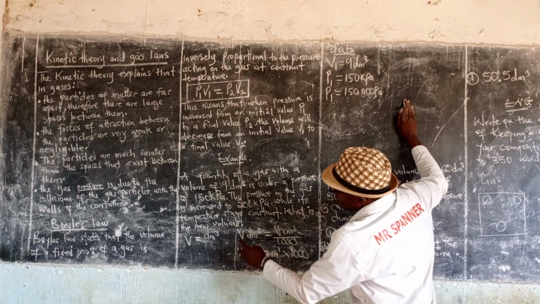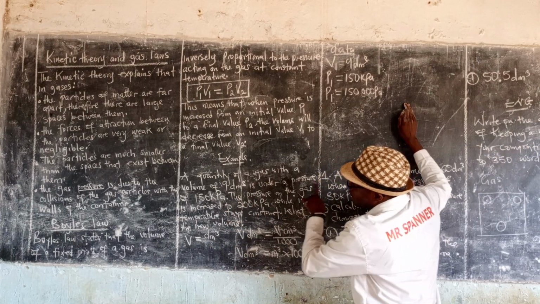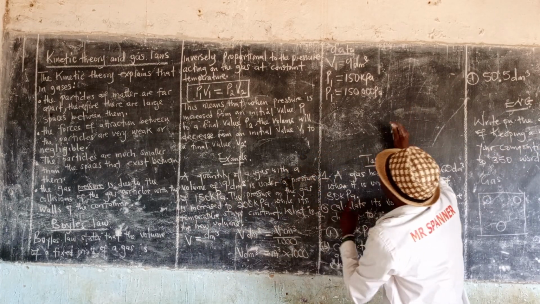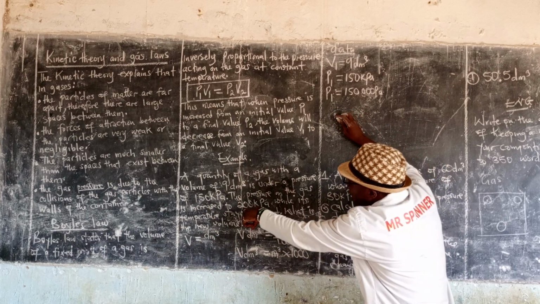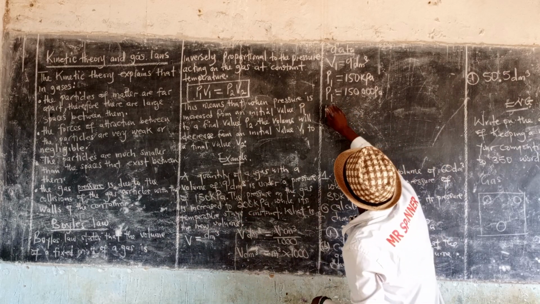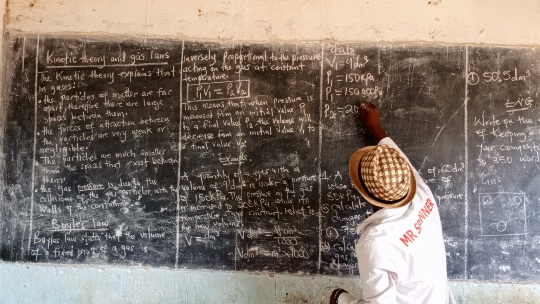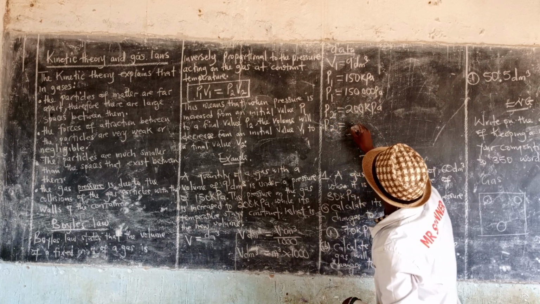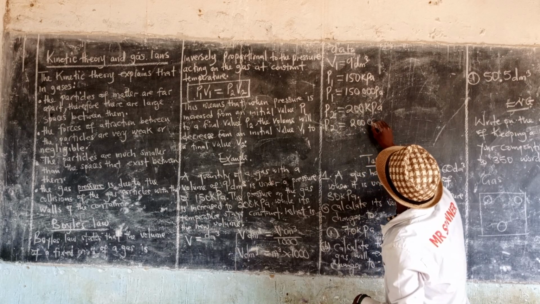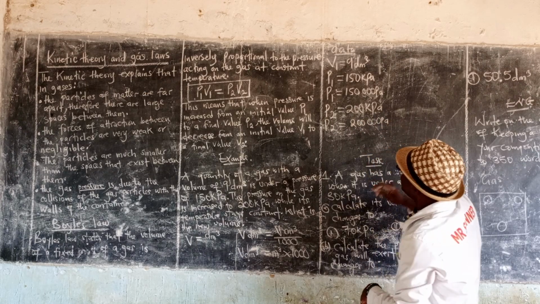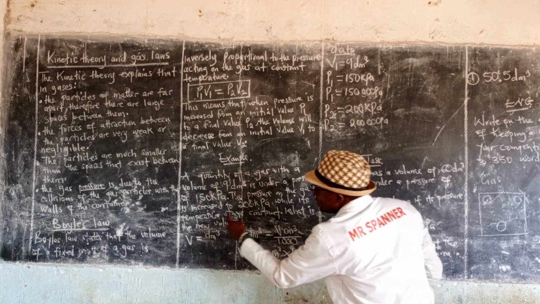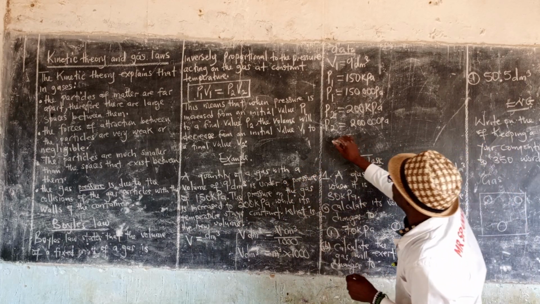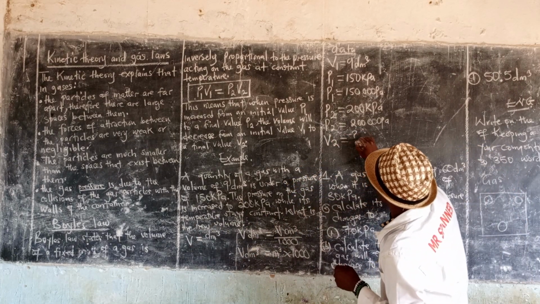Then the pressure of the gas is increased. Imagine it becomes pressure number 2. So pressure number 2 is what? 200 kilopascals. P2 is equal to 200 times 1000 pascals. Then we come back: what is the new volume? What volume are we looking for? V2. We don't know it.